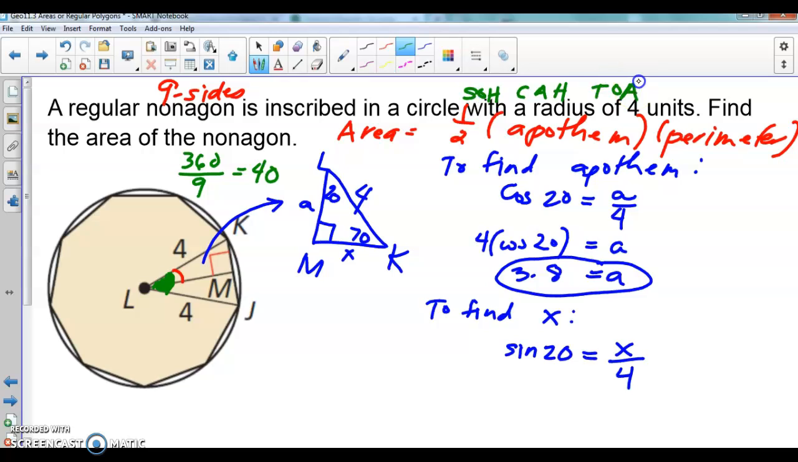It's SOHCAHTOA. So sine of an acute angle is equal to opposite over hypotenuse. The opposite of 20 is x, over the hypotenuse, which is 4. So if you solve for x, x is equal to 4 times sine of 20. So let's get what x is approximately equal to.